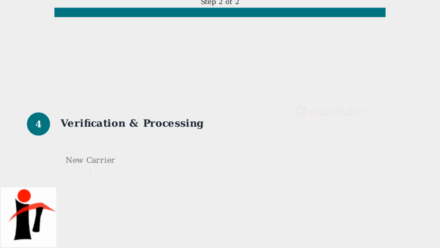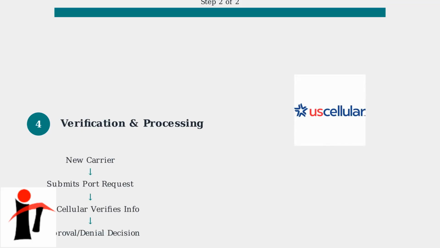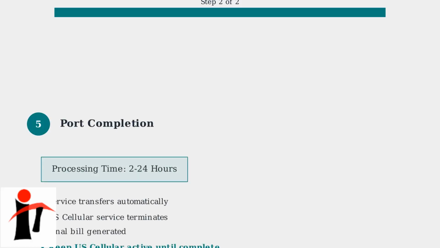Step 4 is the verification and processing stage. Your new carrier submits the port request to US Cellular, who then verifies all the information you provided. If everything matches their records, US Cellular approves the request. Step 5 is the completion phase. Once approved, the porting process typically takes 2 to 24 hours for wireless numbers. Your service will automatically transfer to the new carrier, your US Cellular service will be terminated, and you'll receive a final bill for any remaining charges.